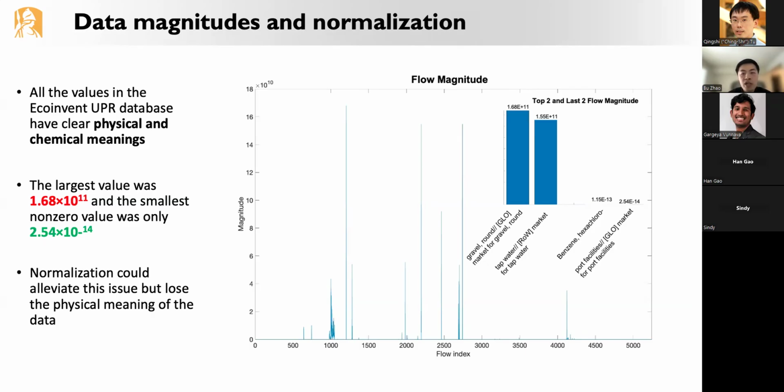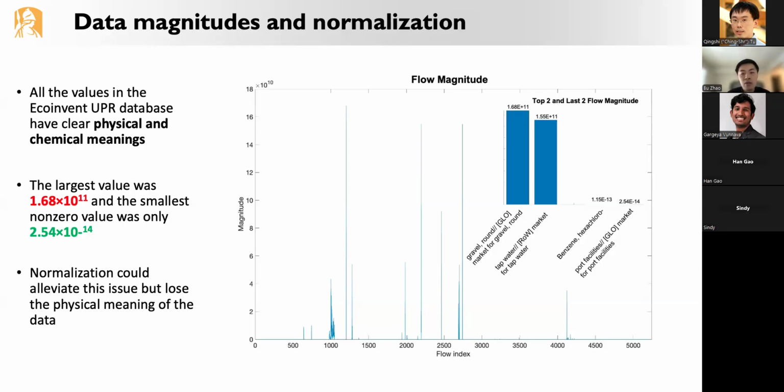And in our original UPR database without pre-processing, the largest value can reach around 1.7 times 10 to the power of 11. And the smallest non-zero value is only about 2.5 times 10 to the power of negative 14. So this huge difference in orders of magnitude may naturally assign higher weights to the larger values and skew the performance of the trained model. Sometimes we will do normalization to alleviate this issue and prevent the features with larger values from dominating the learning process.